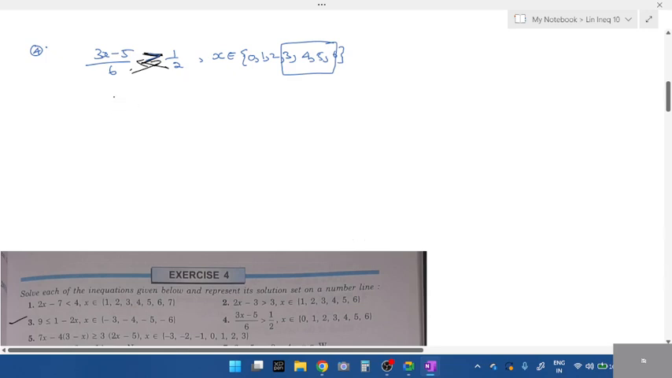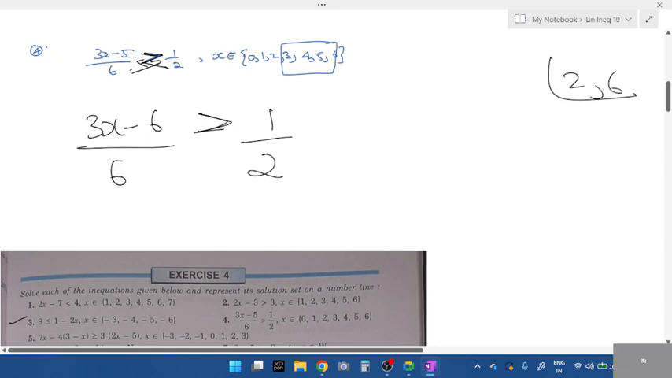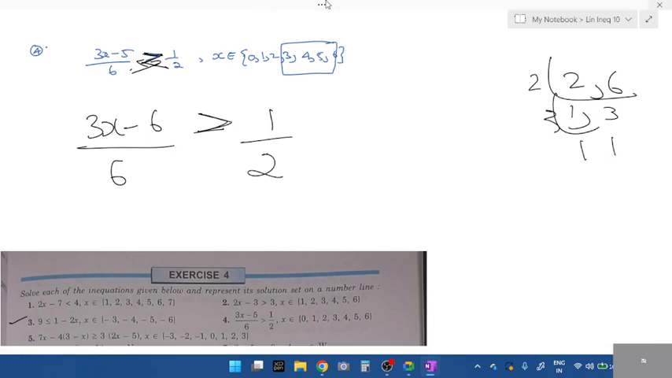The next one is LCM. 3x minus 6 greater than 1 by 2. We have two denominators, students, left hand side, right hand side, it doesn't matter. Take LCM for both the numbers. This is the third method. Take LCM. 2 ones are 2, 2 threes are 6. What's the LCM we got? 6. When you get 6, multiply 6 on both the sides.